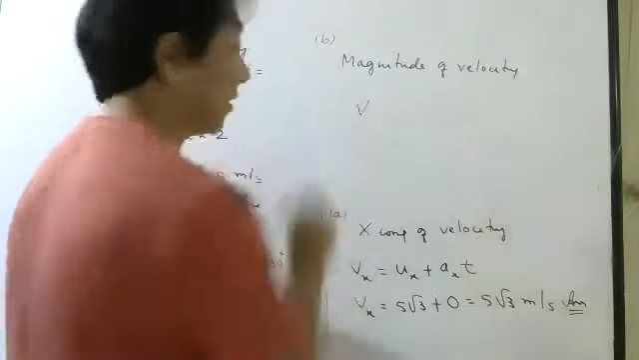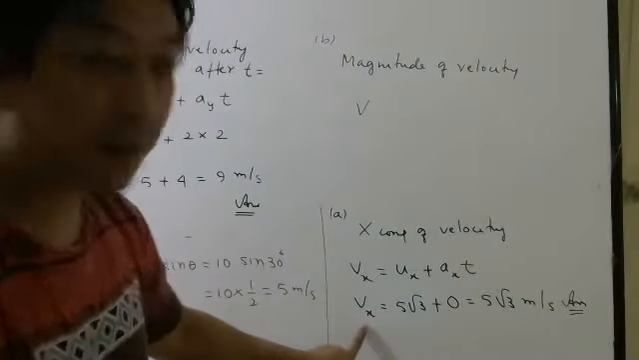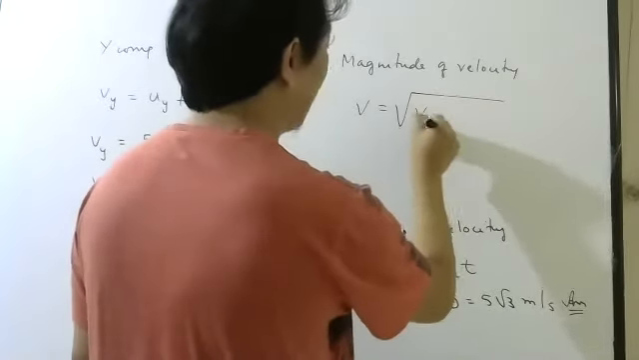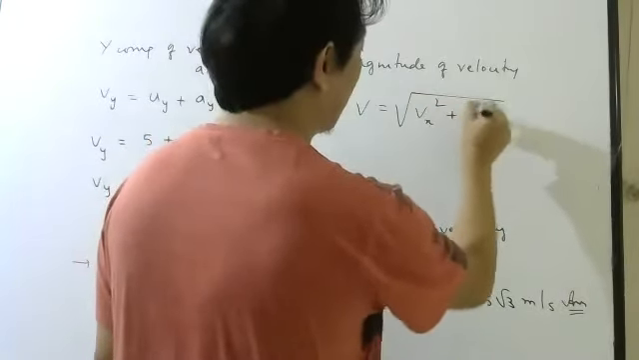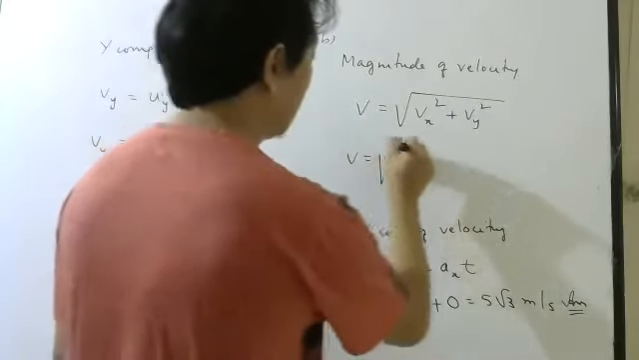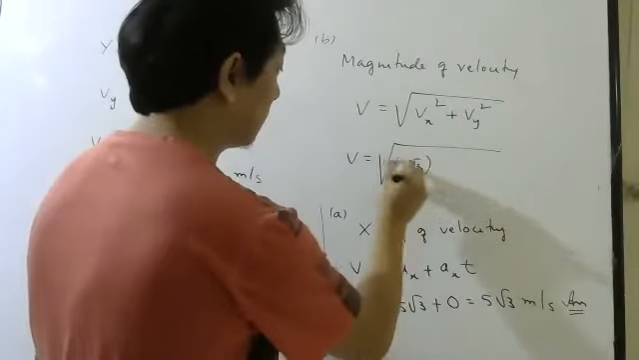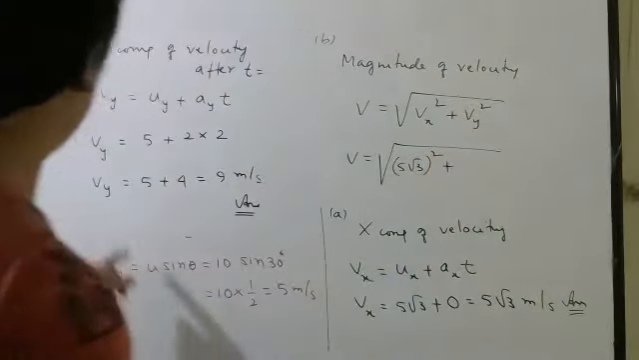Now, how do we find the magnitude of velocity? We know the components now. So it is the square root of vx squared plus vy squared. The square root of vx, which is 5 root 3, squared, plus vy, which is 9.